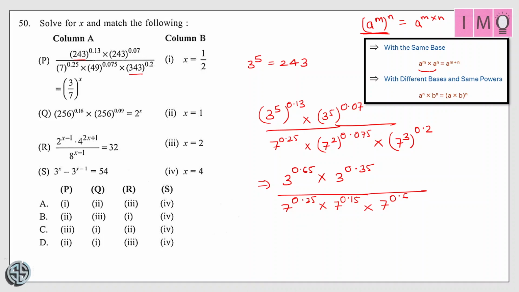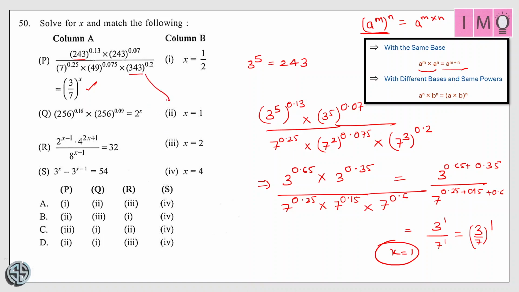Now with these formulas, because the bases are the same, we will apply this formula, and it will become 3 to the power 0.65 plus 0.35, and in the denominator it will become 0.25 plus 0.15 plus 0.6. Now when you solve further, you will find 0.65 plus 0.35 is equal to 1, and 0.25 plus 0.15 becomes 0.4, and plus 0.6 again becomes 1. So you can write it as 3 upon 7 to the power 1. Now when you compare it with 3 upon 7 to the power x, you will find that the value of x is 1 here. So P will be matched with the second option.